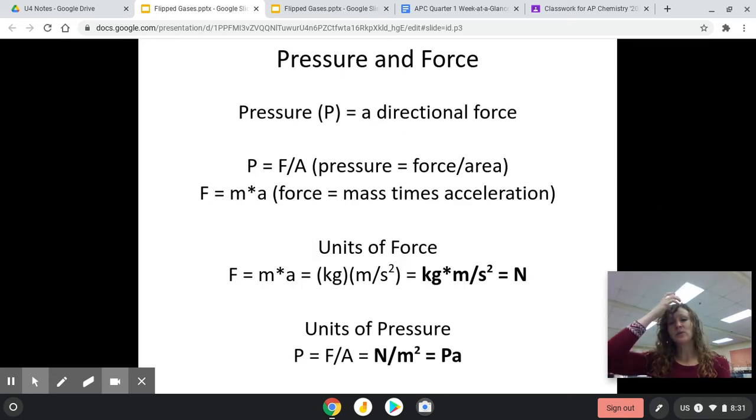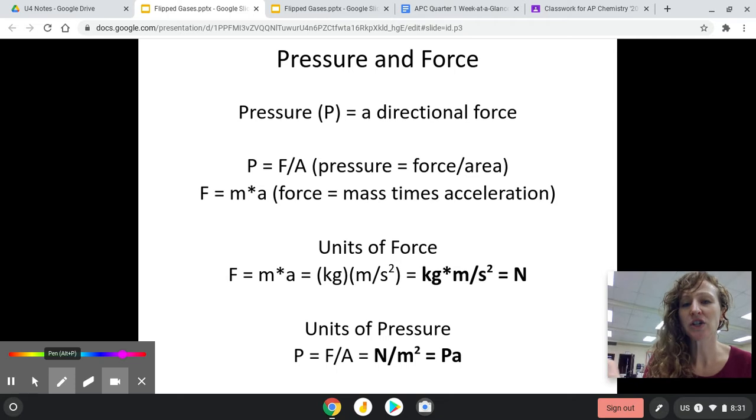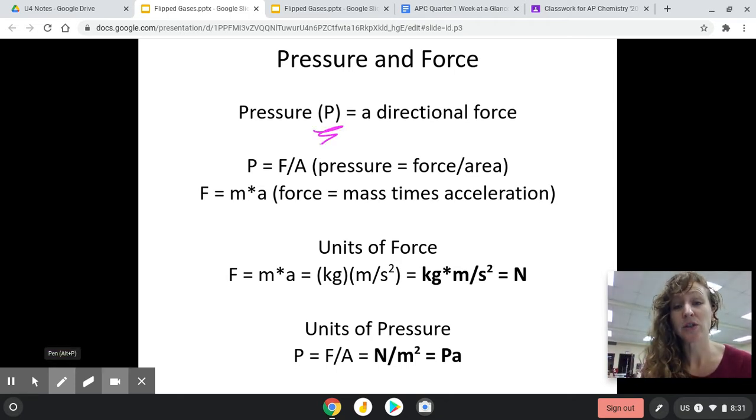Okay, so as we get into gases here, one of the big things we're going to talk about is pressure. The pressure of gas, pressure on gas, pressure by gas, all of that stuff. We talked about pressure already a little, but let's just recap. So pressure will be represented by a P. Pressure is going to be a directional force. So pressure is going to be in a specific direction.